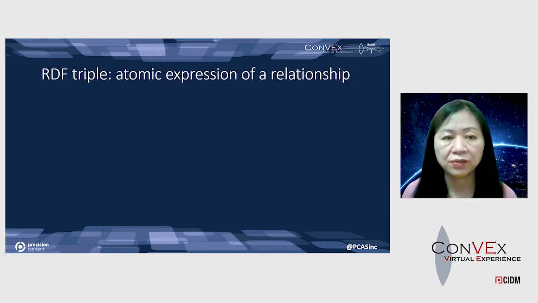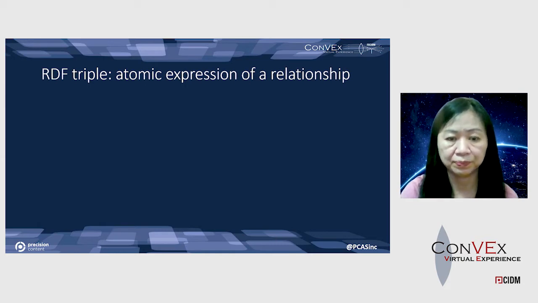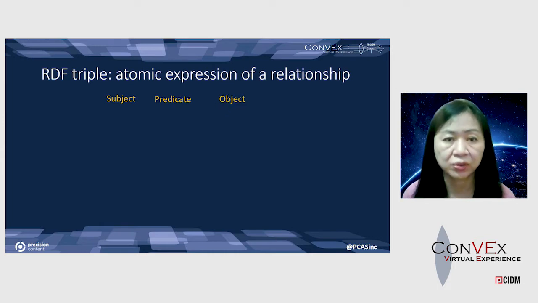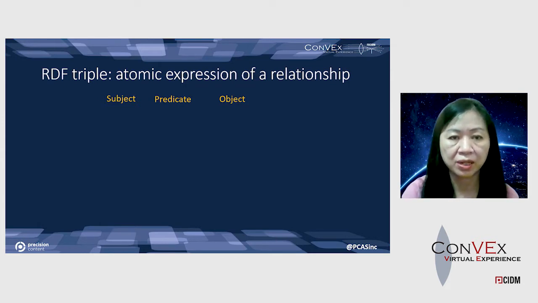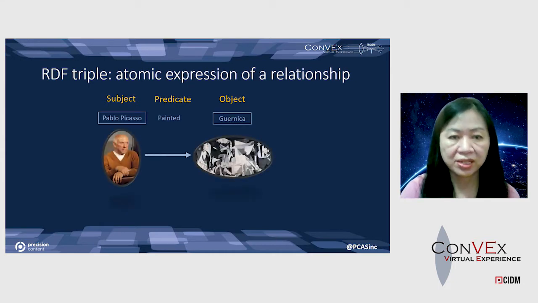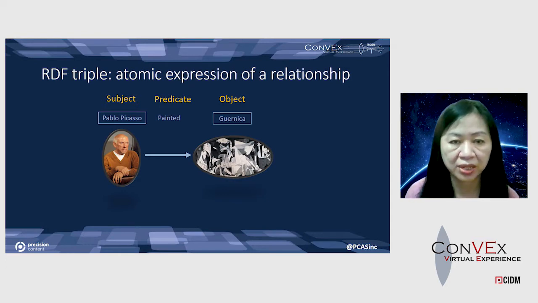The central idea of semantic link is RDF Triple. RDF stands for Resource Description Framework. This system describes the smallest unit of a relationship. You have three things in RDF Triple: subject, object. They are two things or two entities. And then you have predicate that defines the nature of the relationship between the two entities. To give an example, we have Picasso painted Guernica. Picasso is the subject, Guernica is the object, and painted is the predicate.